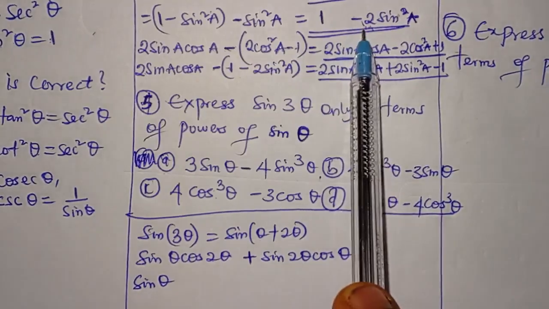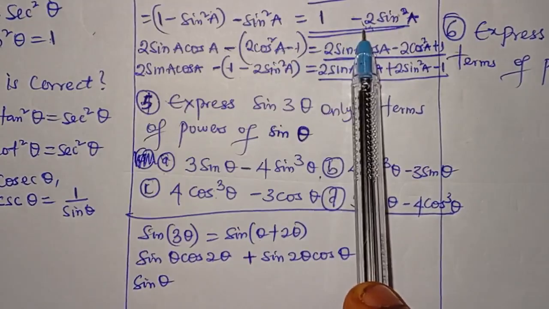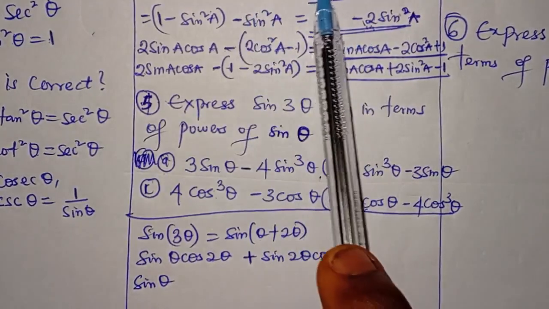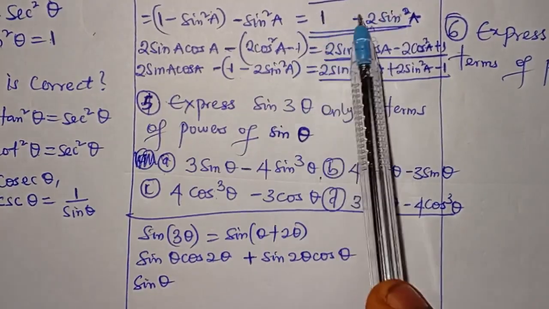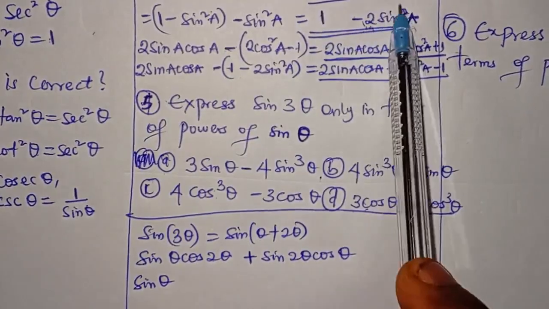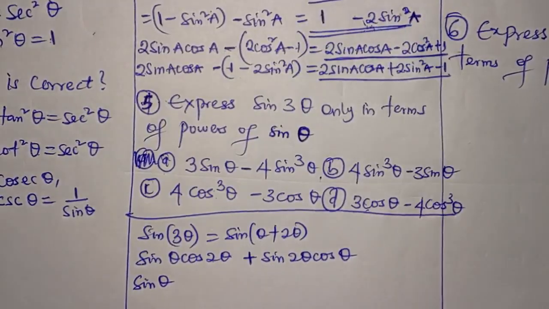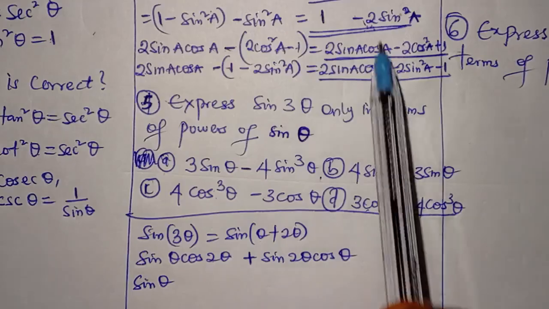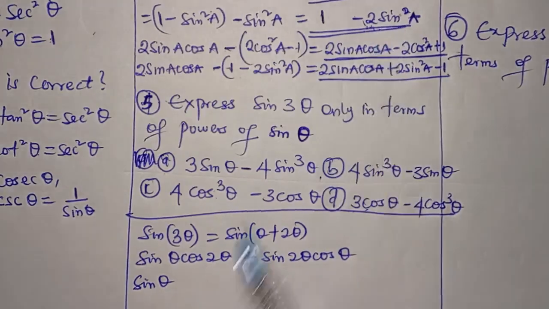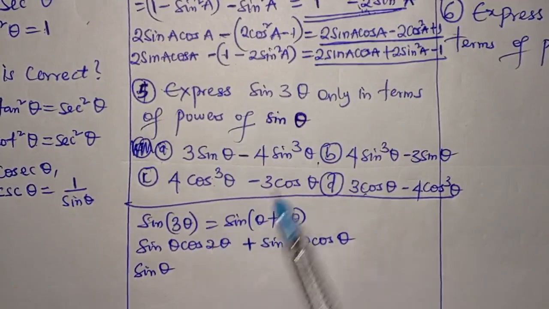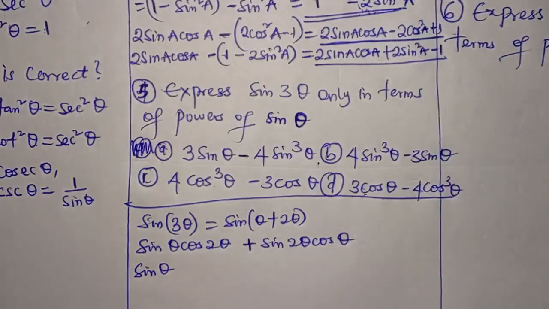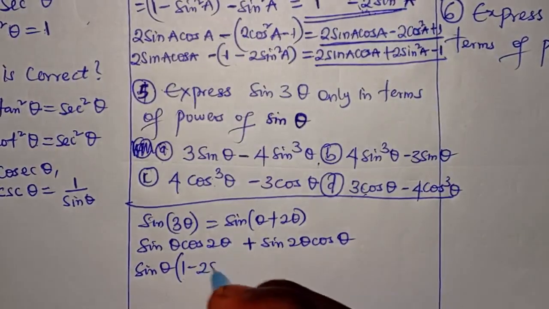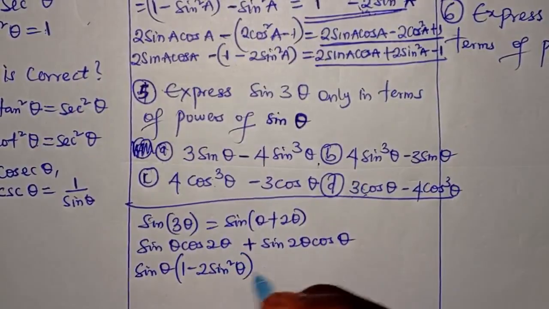You know that cos 2 theta is either 2 cos squared theta minus 1 or 1 minus 2 sine squared theta. The one that contains sine is this one. So in place of cos 2 theta here, I'm going to write 1 minus 2 sine squared theta.